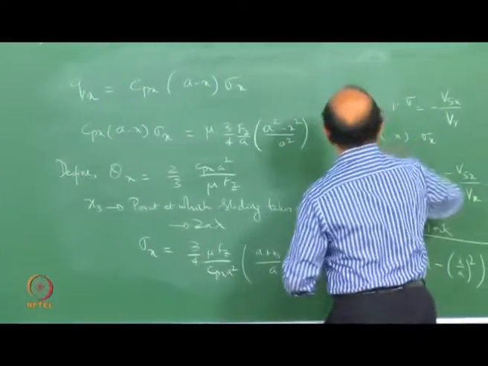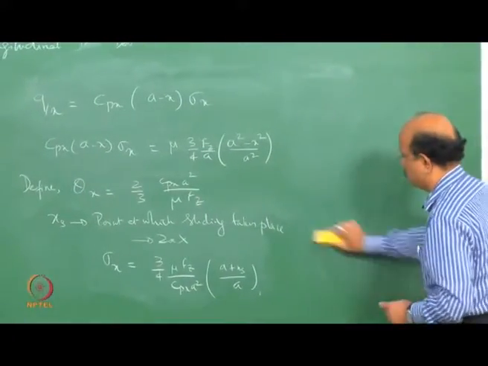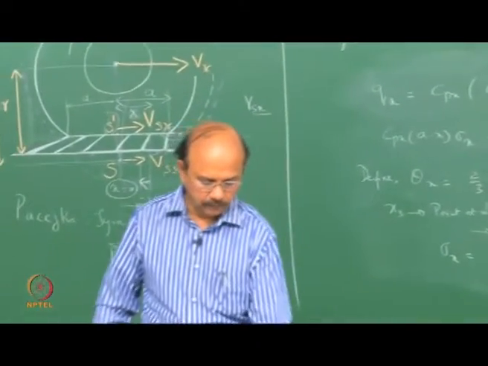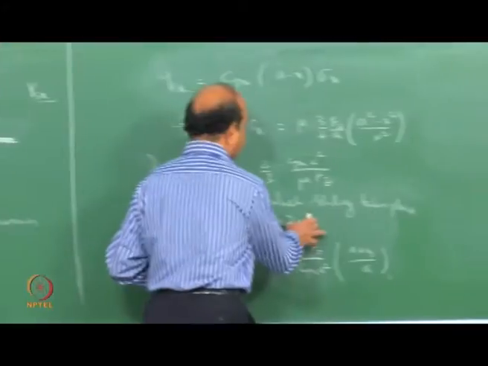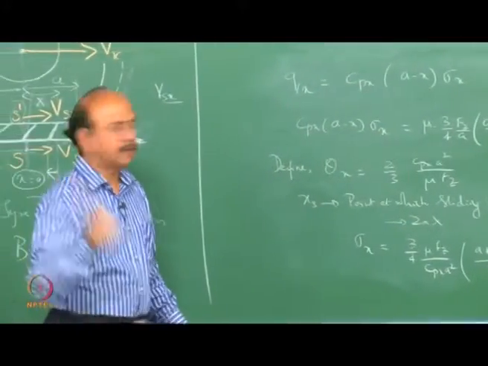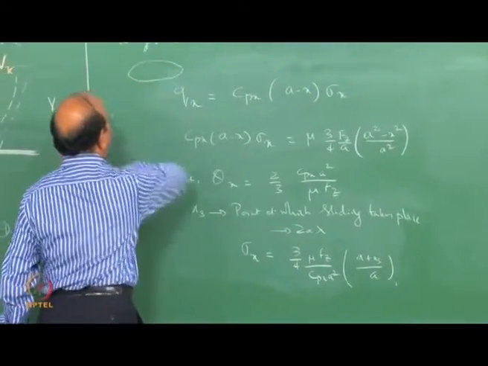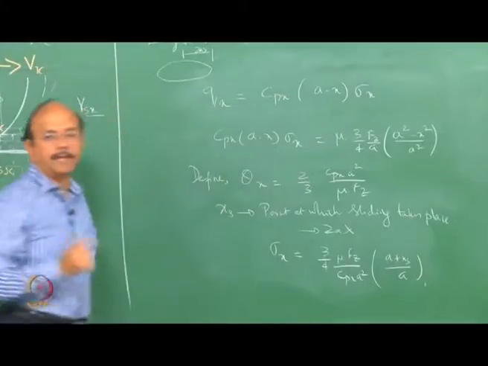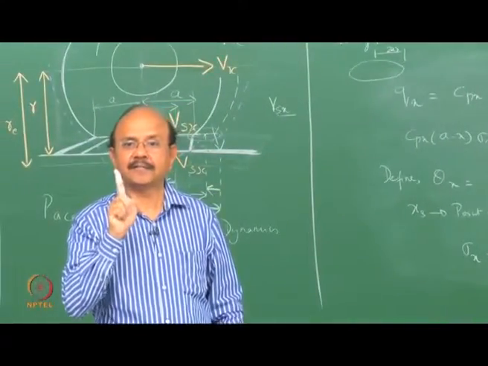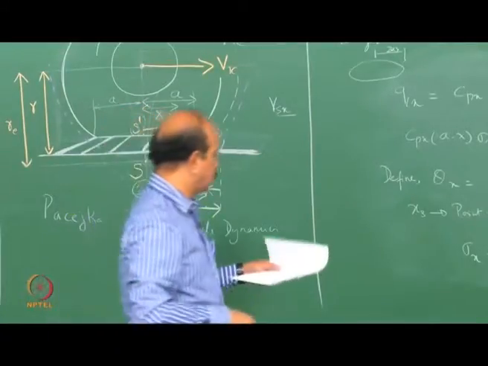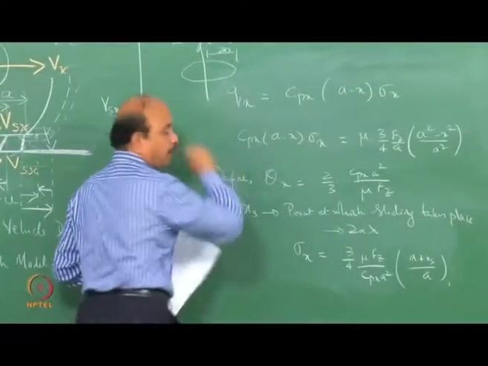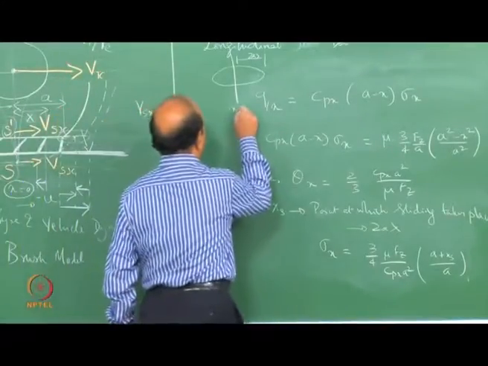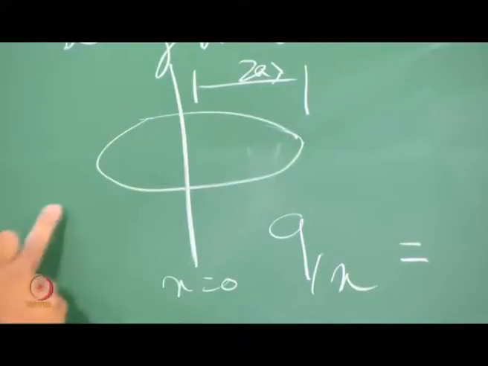Let me remove this. Now substitute for xs to be 2a lambda. If this is the contact patch, that is what we called 2a lambda. So lambda equal to 1 is equal to 2a. But in terms of our x, note this carefully, there is a difference, because we are looking at x from the center. This is at x equal to 0. So in other words, this point is x equal to plus a, and that point is x equal to minus a.